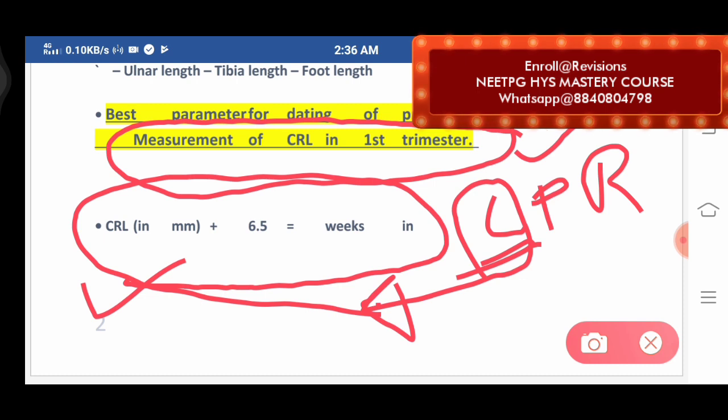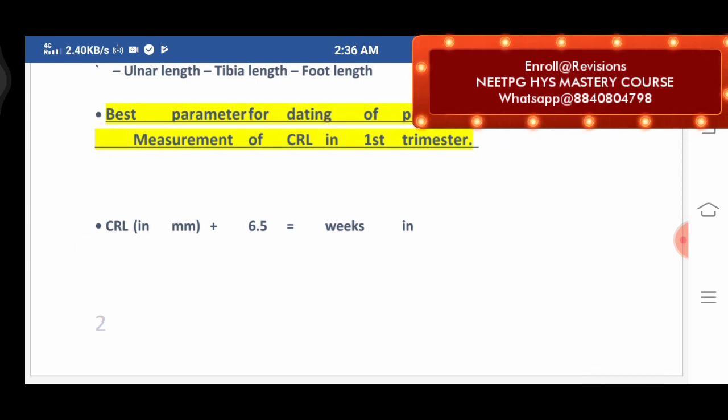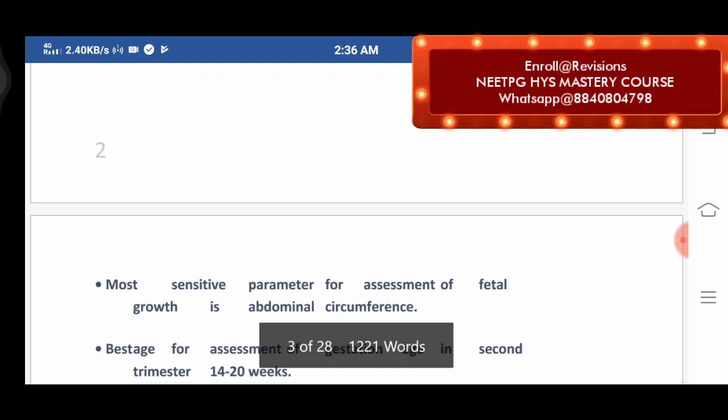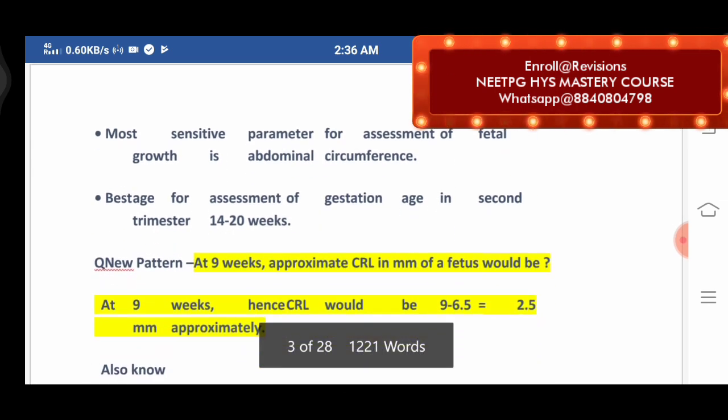So you will be finding it difficult to remember a formula, huh? Why difficult? Being a biology student, can't you do addition and subtraction? It is just simple like that. So crown rump length in millimeter plus 6.5 equals weeks in pregnancy. So I'll solve a question for you depending upon that.